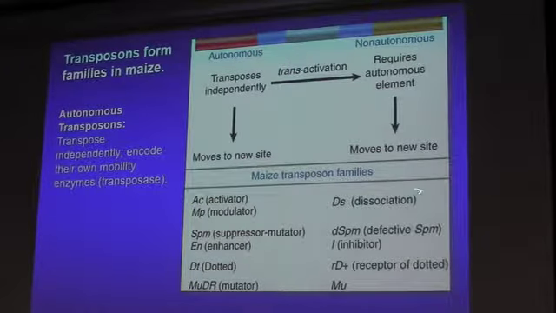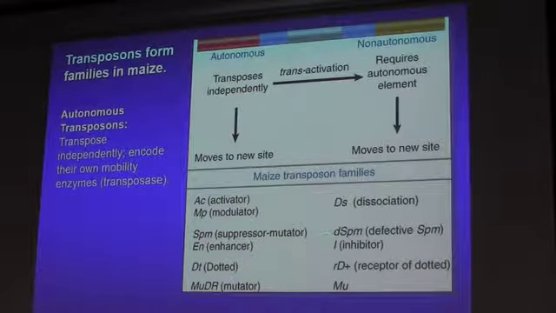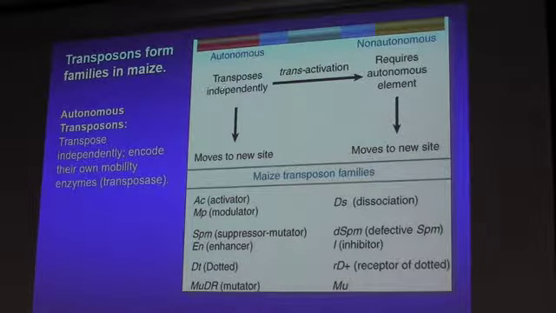And you're going to need to be familiar with the concept of autonomous, which means it has the transposase, it can move itself, and any other element that contains the same inverted repeat, because that's where the transposase cuts, and non-autonomous.